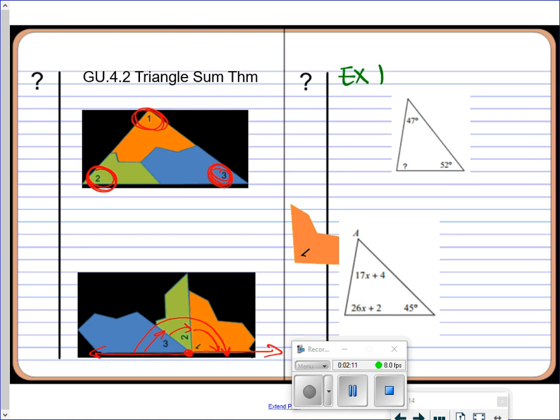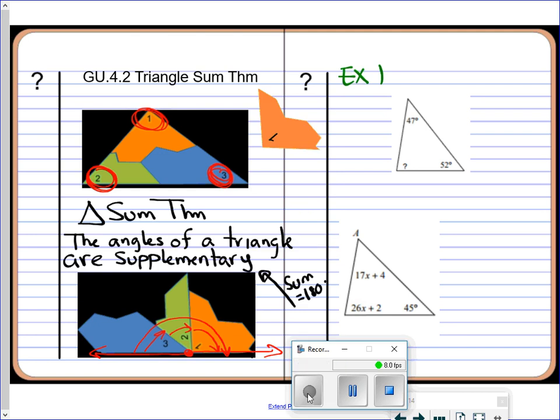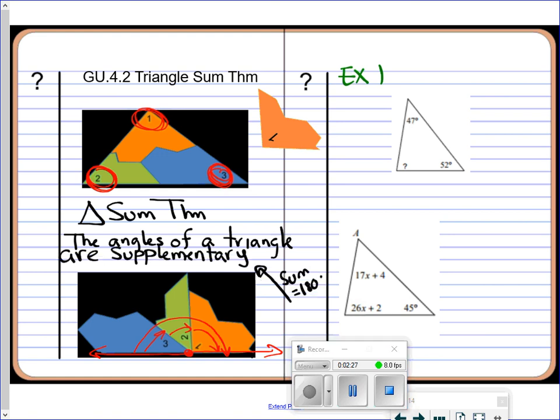So I'm not going to say that they're a linear pair because that implies two angles. Pair is two things, right? But they are supplementary. Let's write the theorem. All right, triangle sum theorem says this: the angles of a triangle are supplementary. They add up to 180 degrees, right? Their sum is equal to 180.